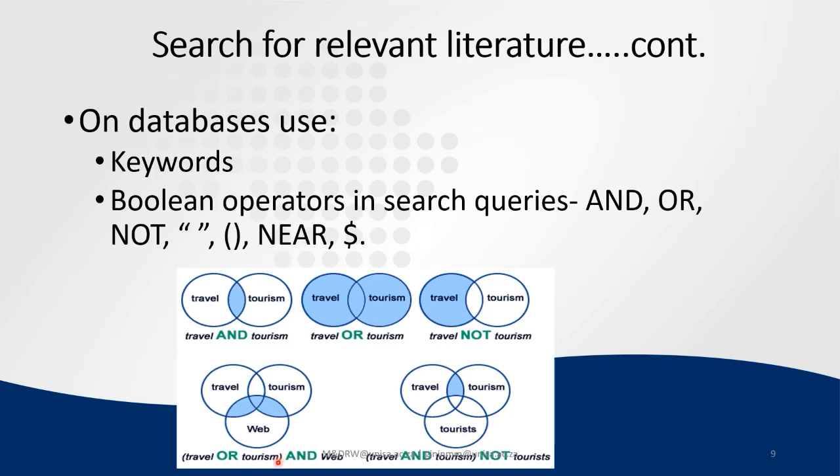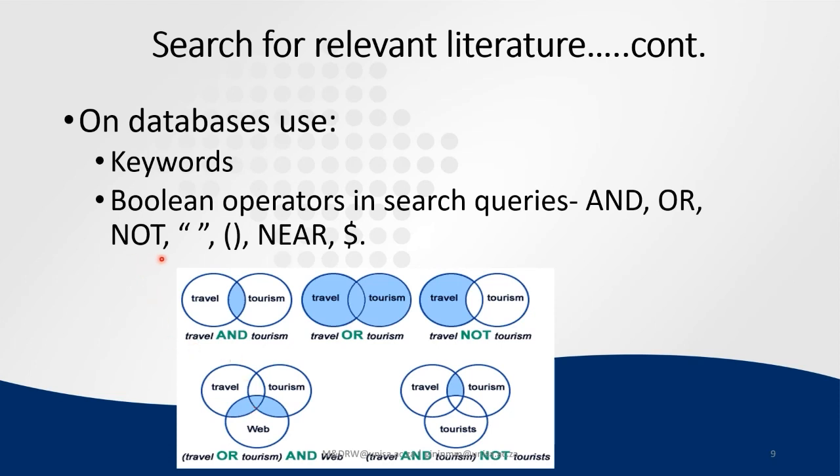When you want results that involve travel or tourism and web, what you will find is an intersection of travel and tourism, an intersection also of tourism and web, which is this one, plus an intersection of all three. So this will give you a whole lot of results. Or rather, not going into the millions, but you'll have a lot of results that you need to work through, such that you will have to sit and try to eliminate, and there's a criteria for doing that.